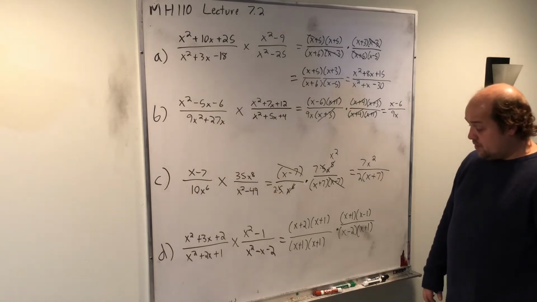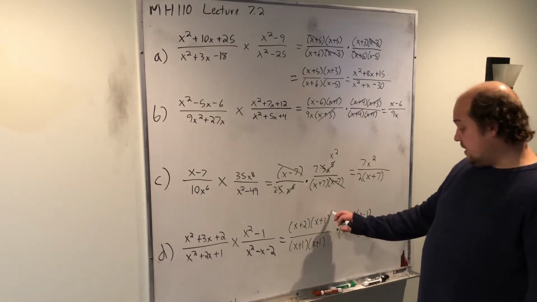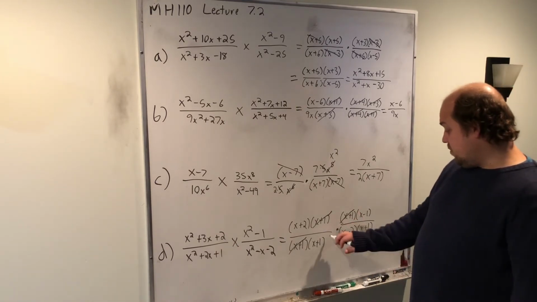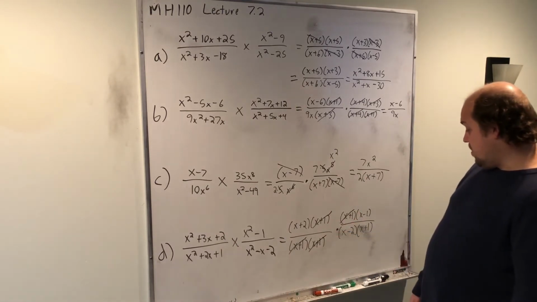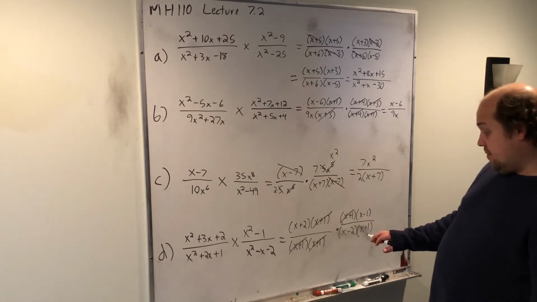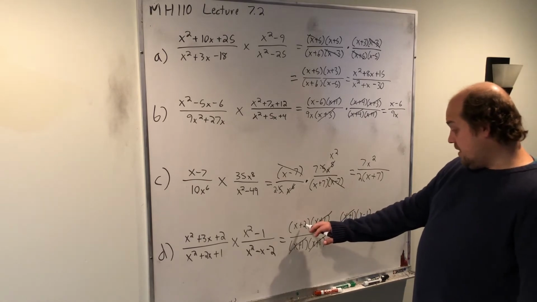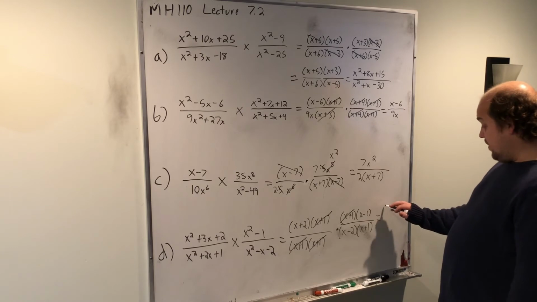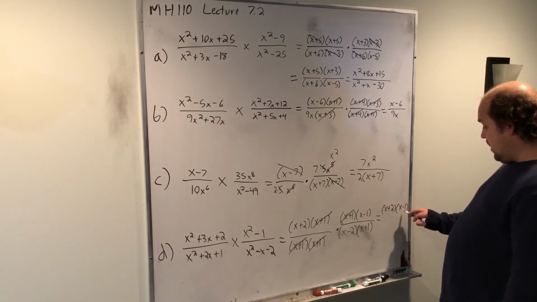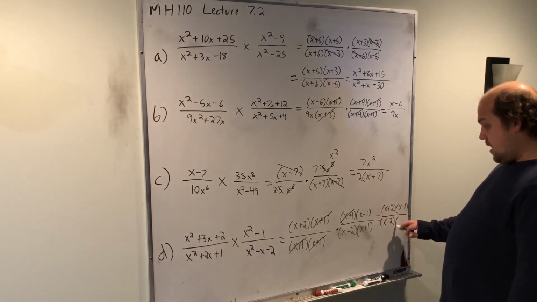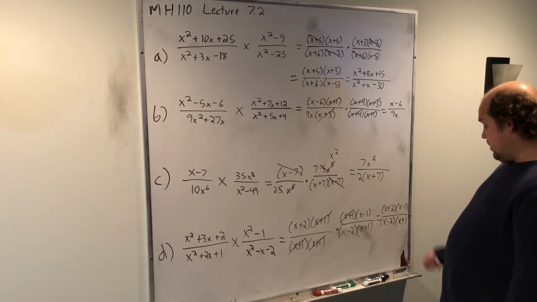If I now try to reduce everything that can be reduced, this x plus 1 and this x plus 1 can go, this x plus 1 and this x plus 1 can go. Here I have an x minus 1 left over that can't cancel with anything below it. I have an x plus 2 left over that can't cancel with anything below it. So in the end, I'm just left with on top x plus 2, x minus 1, and on bottom, I have x minus 2, x plus 1.